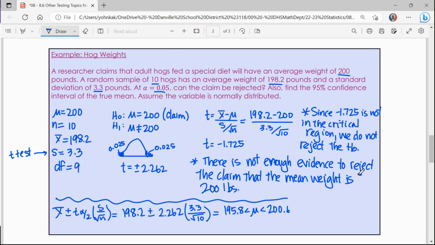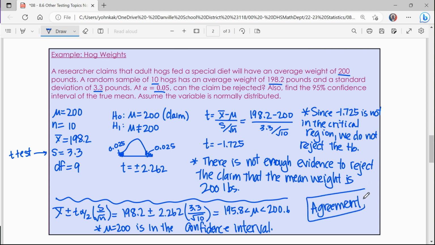So now we want to check and see if our hypothesized mean is in the interval, and it is. So mu equals 200 is in the interval. So if it's in the interval, then we can't reject that it's 200. So I have not enough evidence to reject it's 200. 200's in the interval, so it could be 200. So these are in agreement. Again, you're trying to see if the confidence interval and the hypothesis test are going to say the same thing.